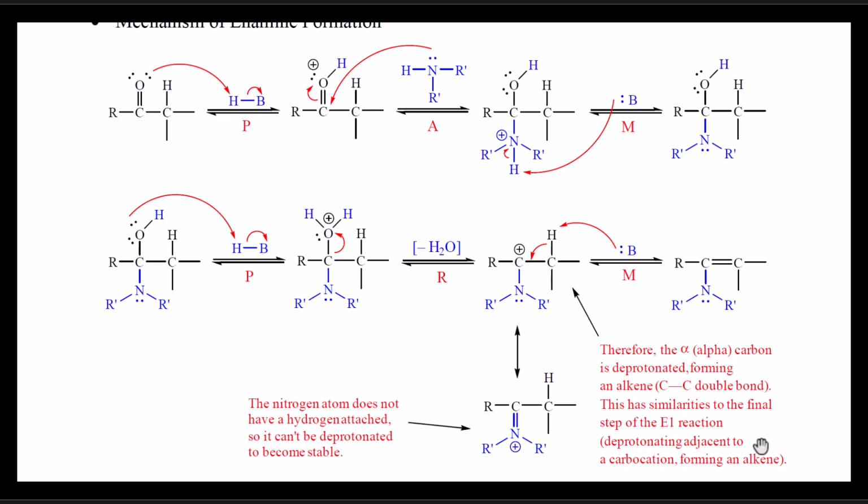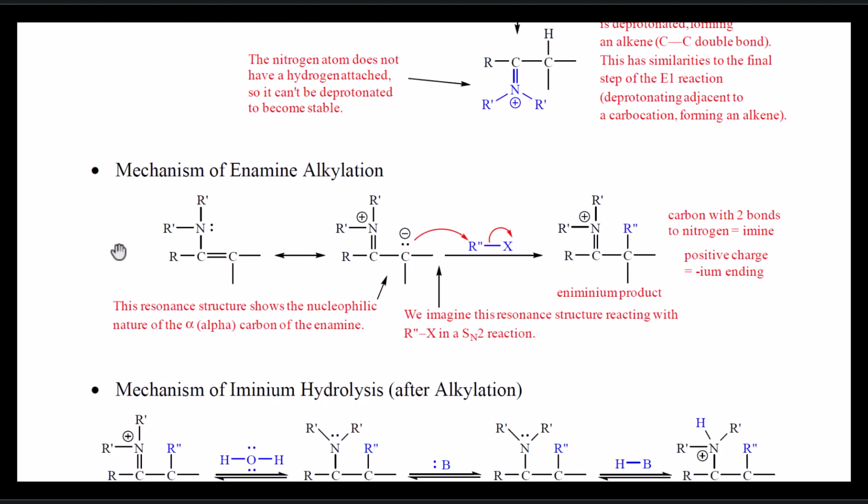This reaction has similarities to the final step of an E1 reaction. Remember, in an E1 reaction, we formed a carbocation, and then we deprotonated adjacent to the carbocation to form an alkene. The next mechanism we're going to look at is the mechanism of the alkylation.